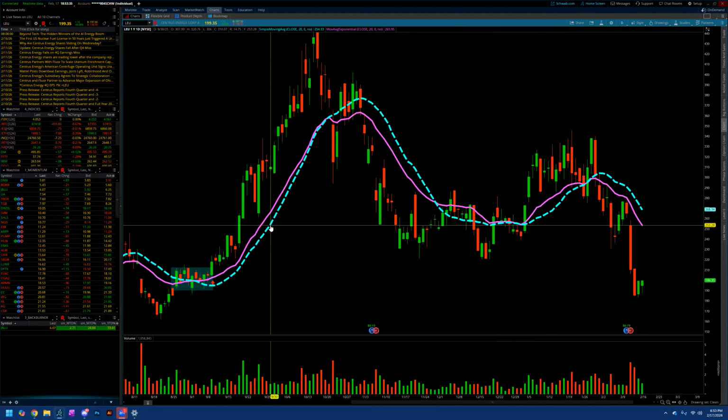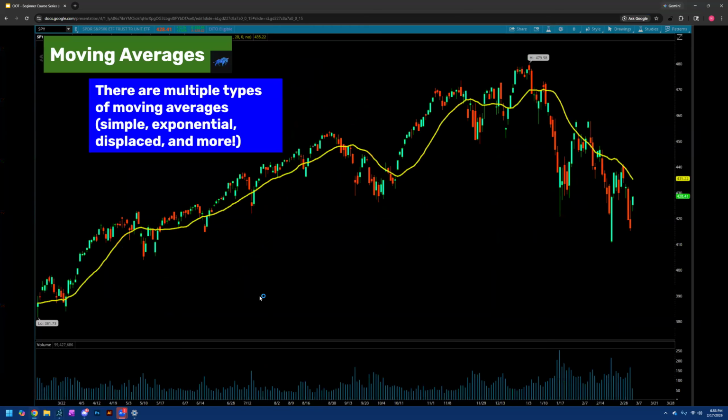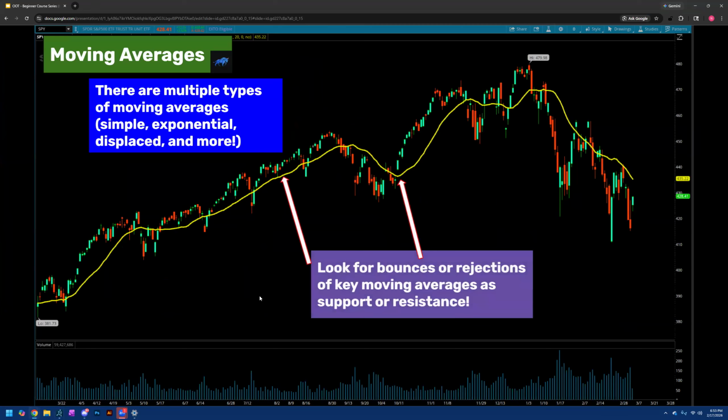Whereas a simple moving average is literally just a simple average. It's adding them all together, dividing them by 20. The exponential moving average is doing a little bit more than just that. I don't have the formula off the top of my head, but it's not super important. You just need to know that it's going to follow price a little more closely.